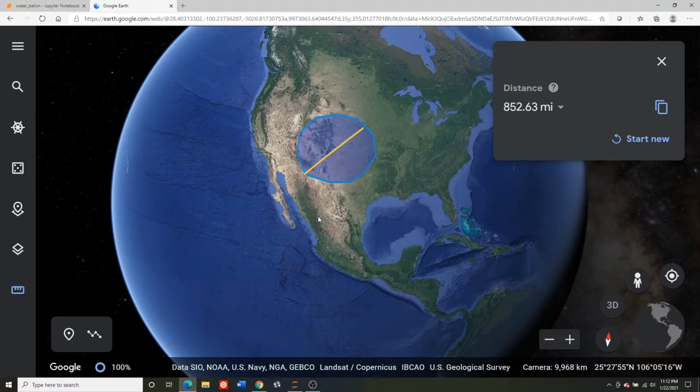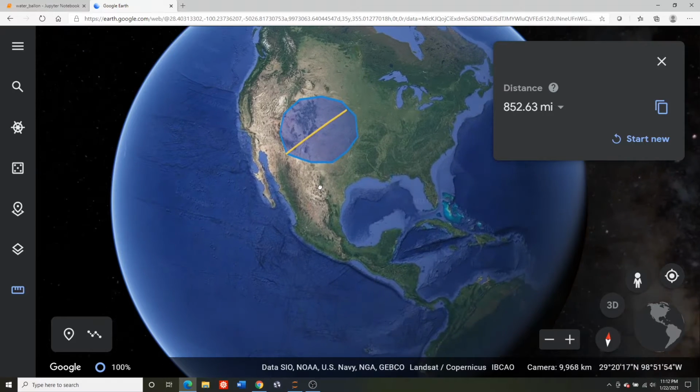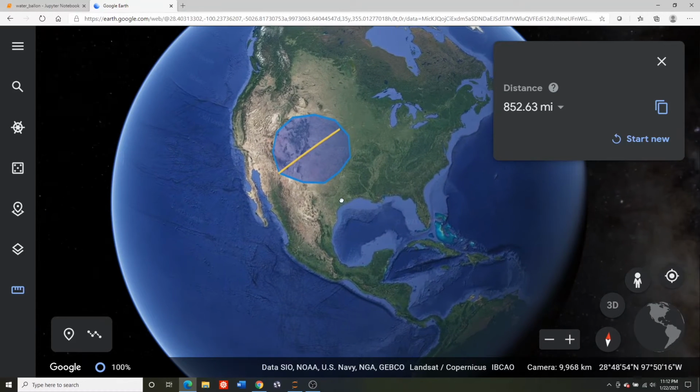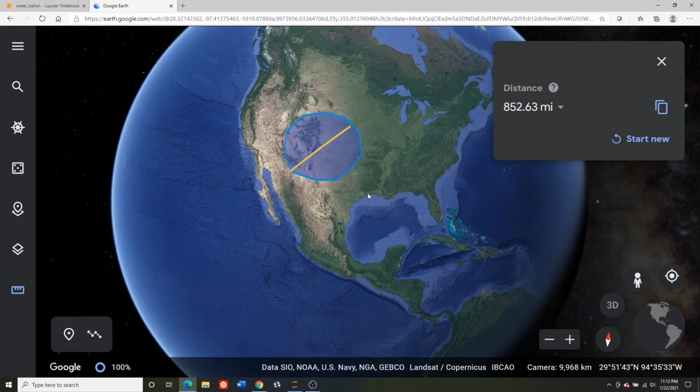I was wondering, if you used all the water on planet Earth, what is the largest water balloon that you could make? So if you took all the water out of the oceans, how big of a water balloon could you make? And so I've drawn the size of the water balloon. It's about this big. Here's the USA in the background, and here's the water balloon. It's about 852 miles in diameter.